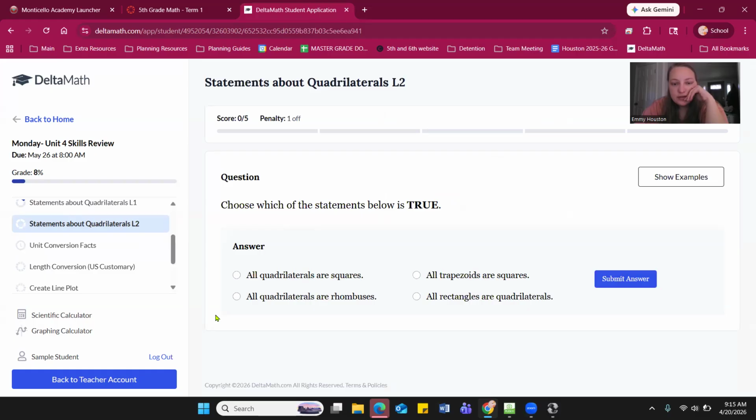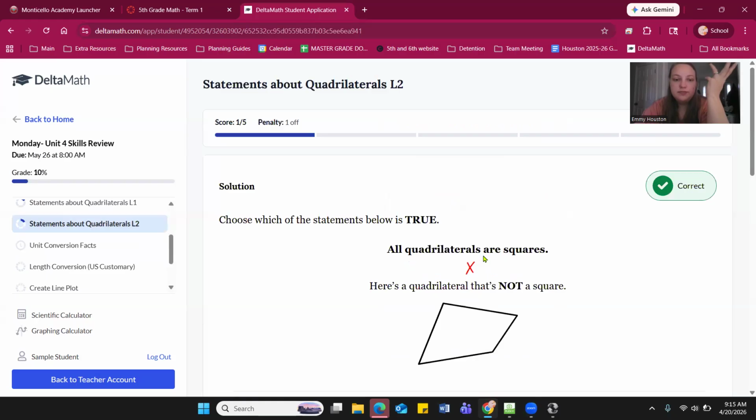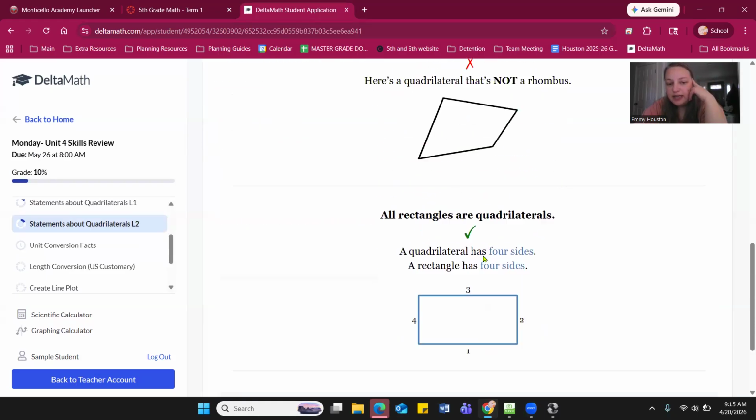Choose which of the following is true. All quadrilaterals are squares. Well, obviously they're not all squares. There's other kinds of quadrilaterals. They're not all rhombuses. All trapezoids are not squares, but all rectangles are quadrilaterals because all rectangles have four sides. So it's just about making that make sense.